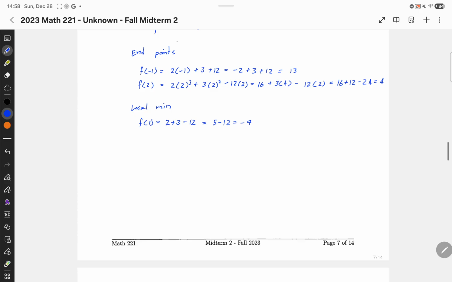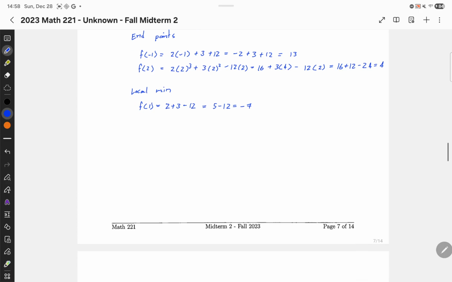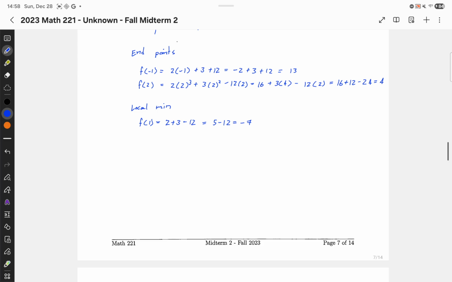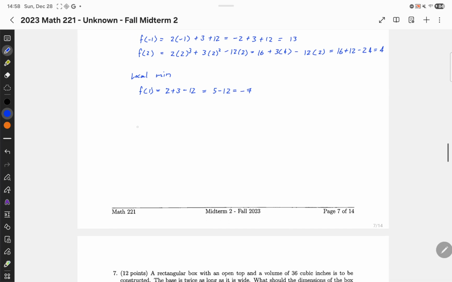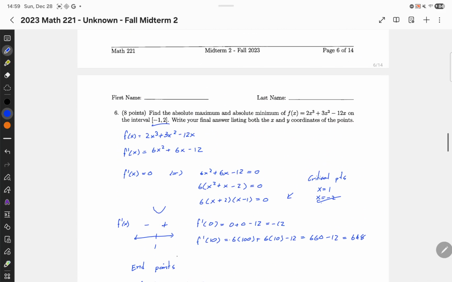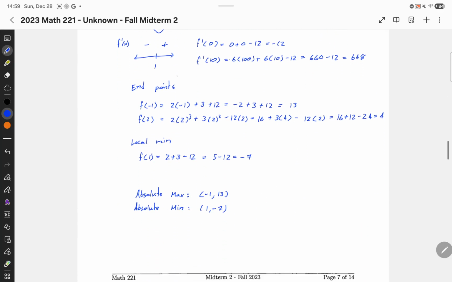And so these are our only possible values. So now we just need to find the biggest one for the absolute max and the smallest one for the absolute min. So the largest is 13. So we can say absolute max, that is at minus 1 comma 13. Then absolute min is at 1 comma minus 7. And I believe that's all I'd ask for. Yep, find the x and y, and that's our final answer.